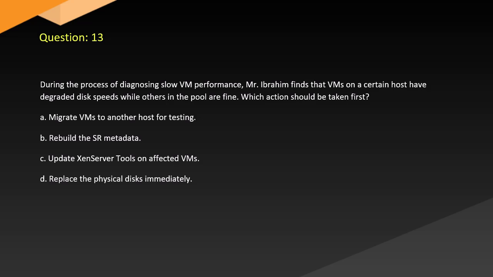Question 13. During the process of diagnosing slow VM performance, Mr. Ibrahim finds that VMs on certain hosts have degraded disk speeds while others in the pool are fine. Which action should be taken first? A. Migrate VMs to another host for testing. B. Rebuild the pool metadata. C. Update XenServer tools on affected VMs. D. Replace the physical disks immediately.